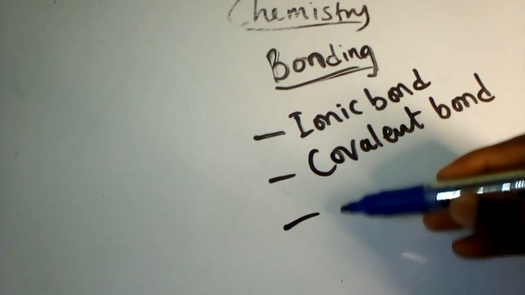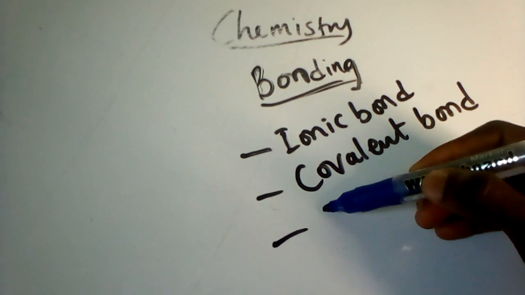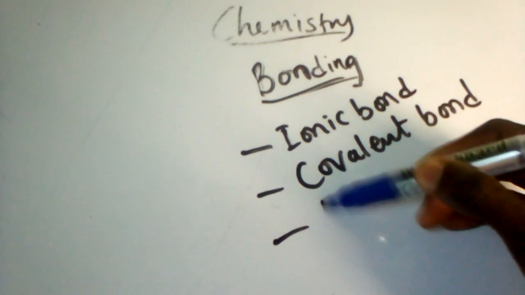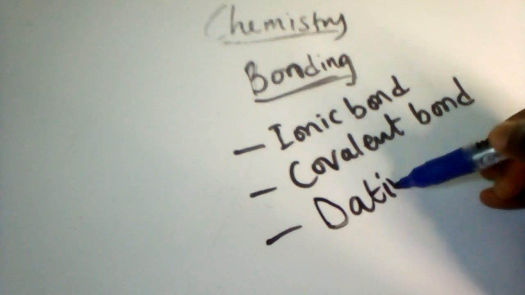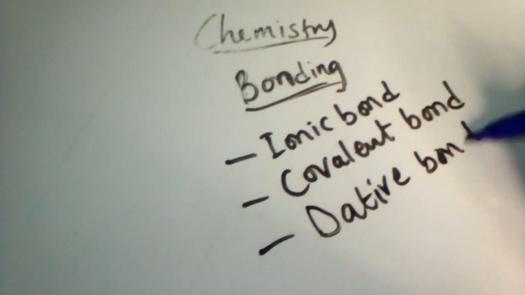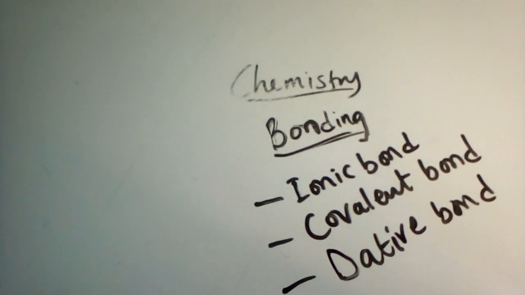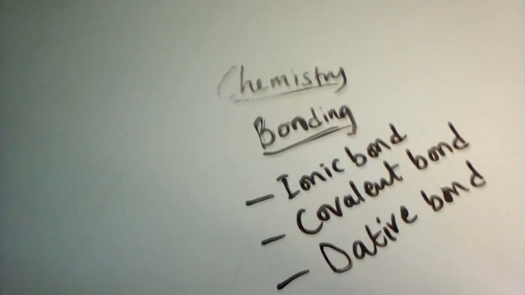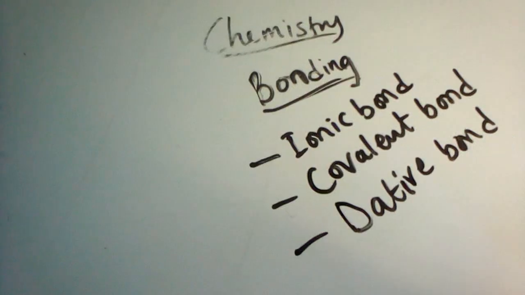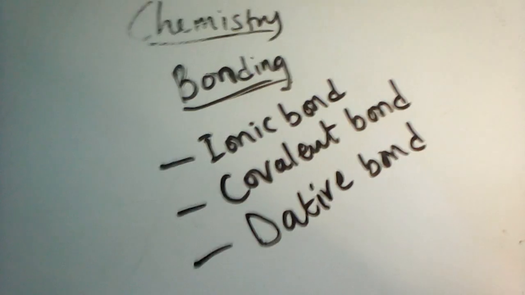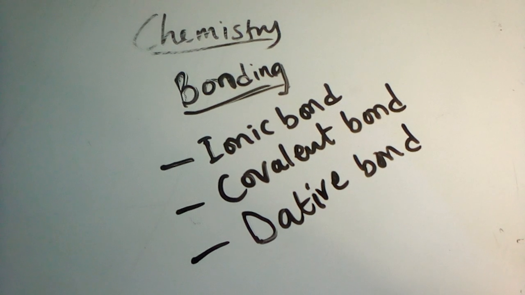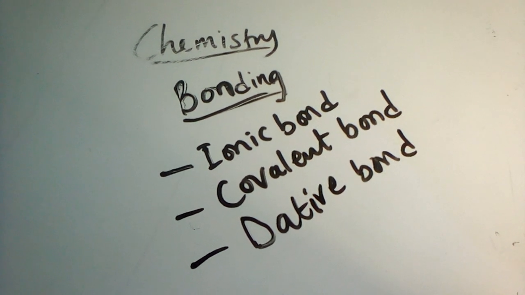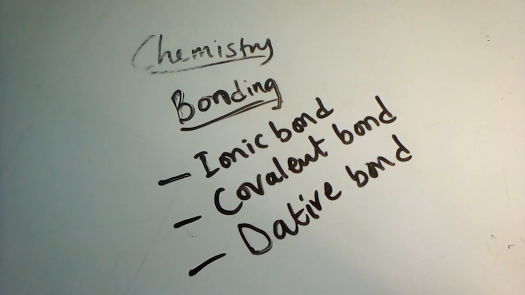So these are the 2 major types of bond. Then the third one is just like covalent, but is a special case of covalent bond, so we call that dative bond. So these are the 3 types of bond that atoms normally form. So now, what is the criteria for forming any of these bonds? It depends on the electrons in the outermost shell, which we call the electronic configuration.